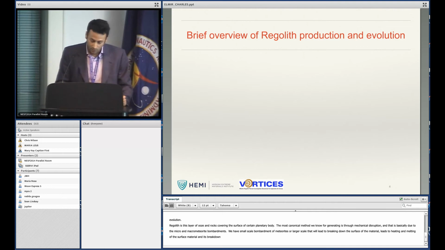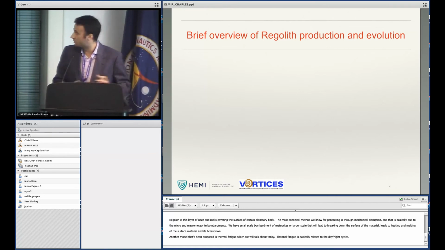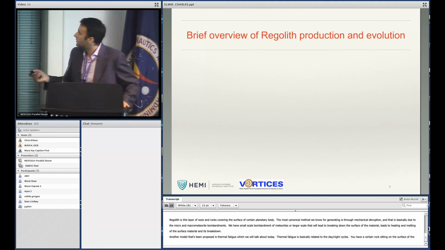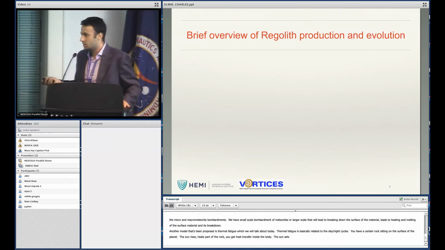Another model that's been proposed is thermal fatigue, which we'll be talking about today. Thermal fatigue is basically related to the day-night cycles. So you have a certain rock sitting on the surface of the planet, and the sun rises, heats part of the rock, you get heat transfer inside the body. The sun sets, heats the other side of the rock, you get heat transfer inside the body.